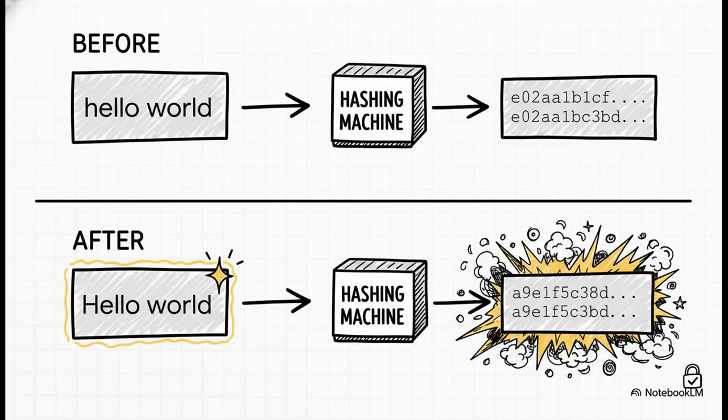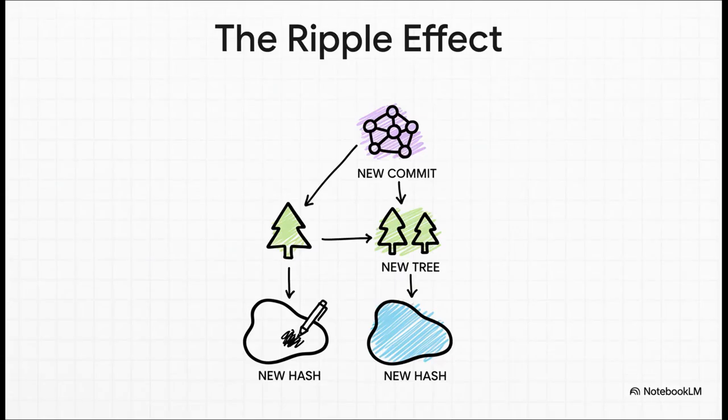But now, watch this. This is where the magic happens. We change one single character. We just capitalize the H. Look at that hash now. It is completely, wildly different. There's no resemblance at all. This is a property of good cryptographic hashes called the avalanche effect, and it is the bedrock of Git's data integrity.